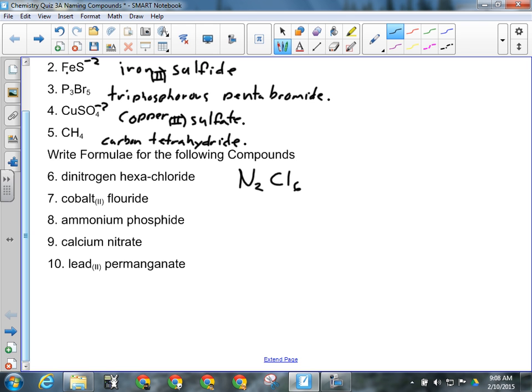Okay, for number 7, we've got cobalt 2 fluoride. It's ionic. Okay, that's calcium, not cobalt. So, cobalt 2 plus, fluoride 1 minus. Okay, now I drop and swap. So the -1, or just the 1, comes over here. We don't write that. The 2 goes over here. So we're looking at CoF2 for that one.